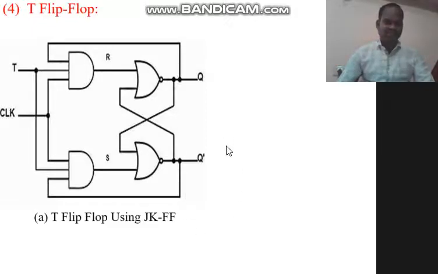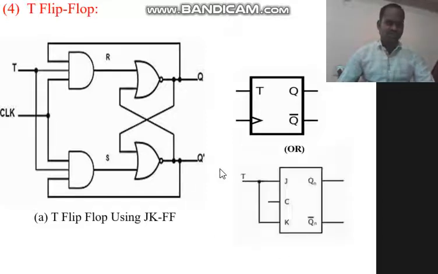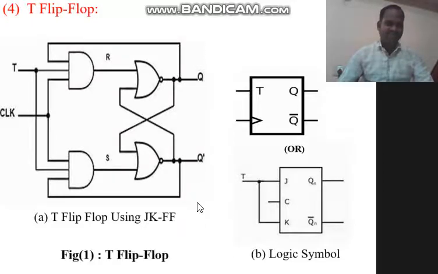So this is the logic diagram for the T flip-flop. T input, clock pulse, Q and Q bar outputs. So this is the T flip-flop using the JK flip-flop, and in the logic diagram J and K both are combined together. That is the technique here to convert the JK flip-flop to the T flip-flop. Remaining is the same as it is. Both J and K are combined together and taken as a single input. That input is called T, and it is called the T flip-flop.